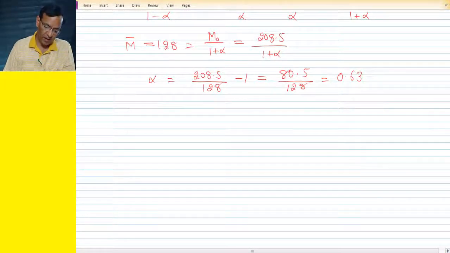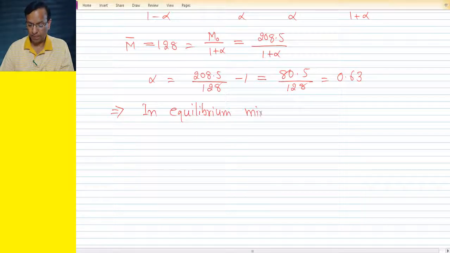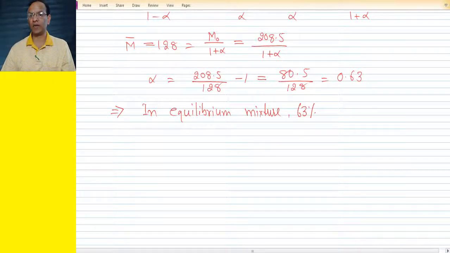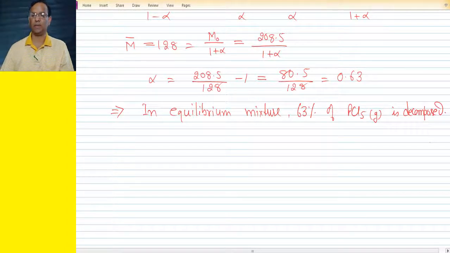This implies that in the equilibrium mixture, around 63% of PCl5 gas is decomposed.